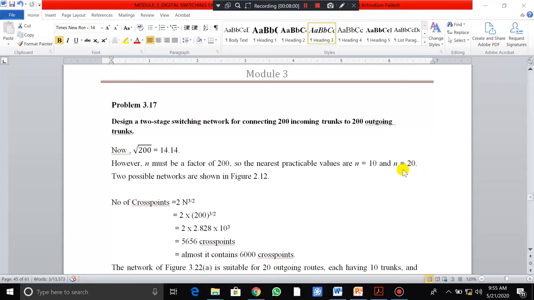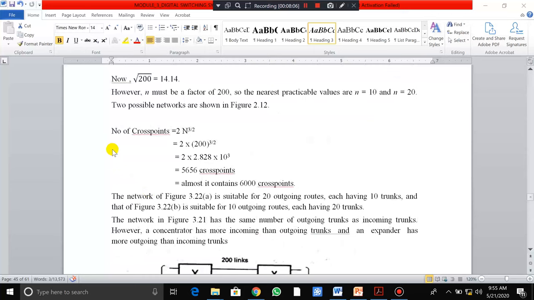So two possible networks are shown in the diagram below. Therefore, the cross points is equal to 2 into N into n to the power of 3 by 2. So we have the cross points as 5656 cross points.